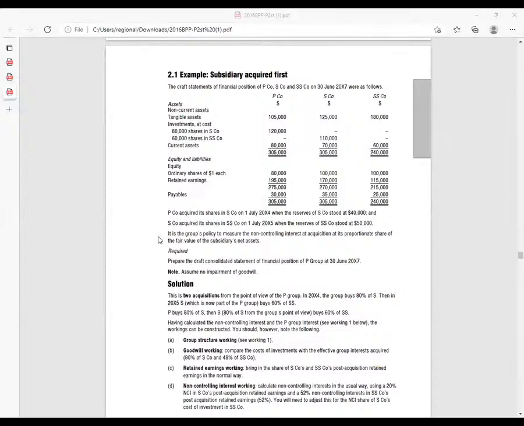Let me just display that one and give you 3 minutes. I want to see whether there is anybody who will be able to give me the net assets of this at acquisition and at reporting. I'm giving you exactly 3 minutes.